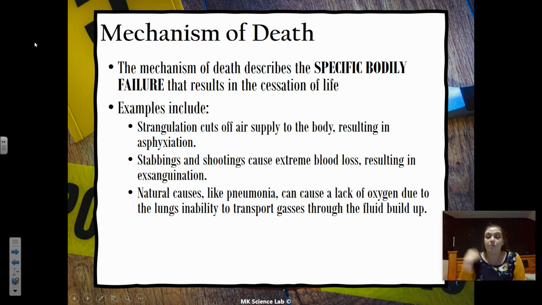Stabbings and shootings cause extreme blood loss. Stabbing is what happened, that's the cause. But what is the mechanism in your body? Blood loss, resulting in exsanguination. Natural causes like pneumonia can cause lack of oxygen due to the lungs' inability to transport gases through the fluid buildup. So, lack of oxygen again.